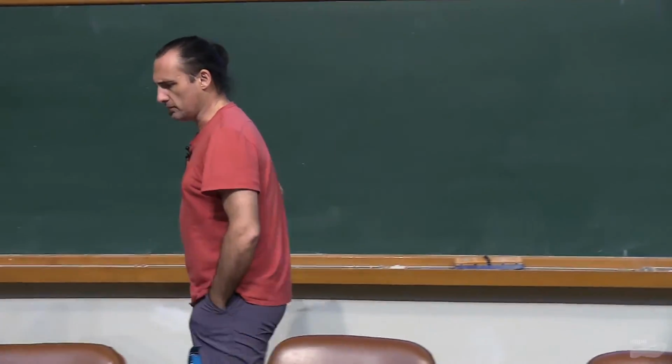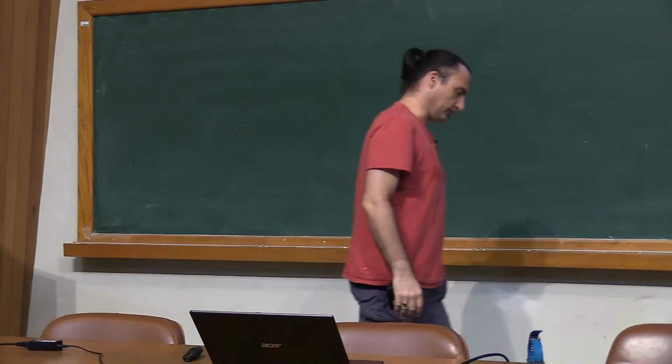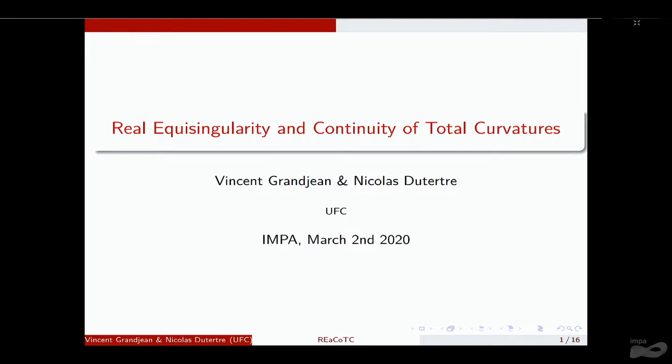I would like to talk about equisingularity, but over the real numbers, and for a global object.